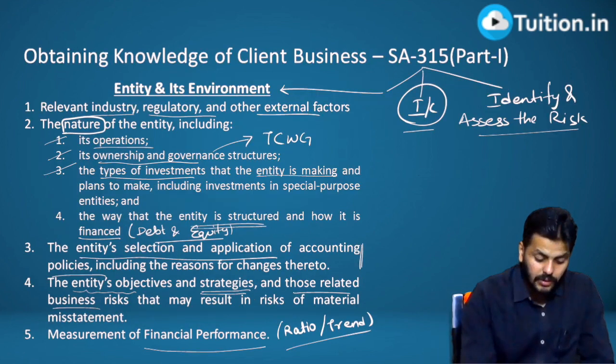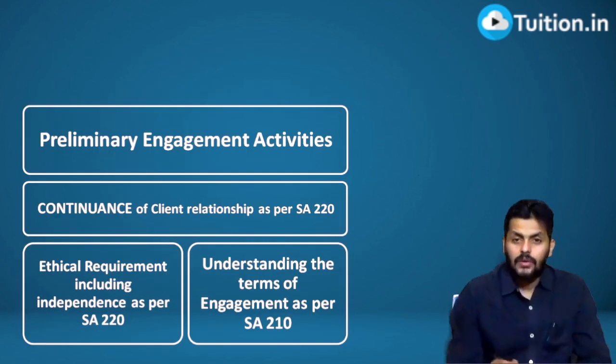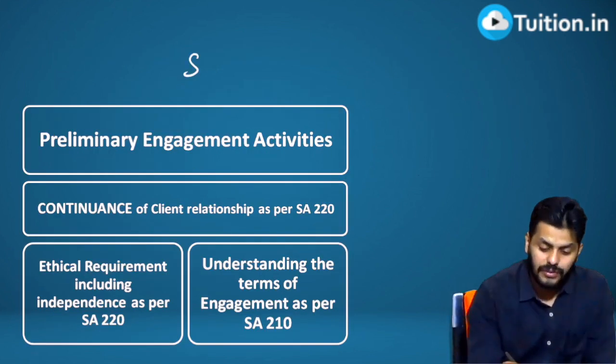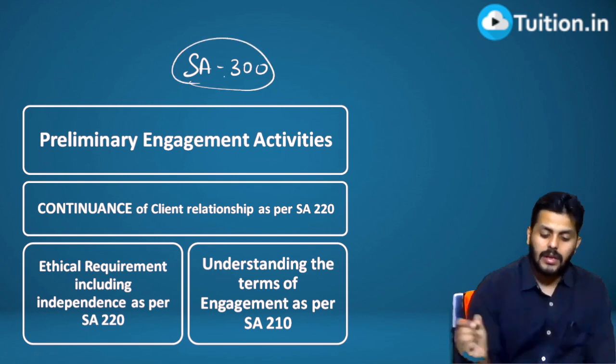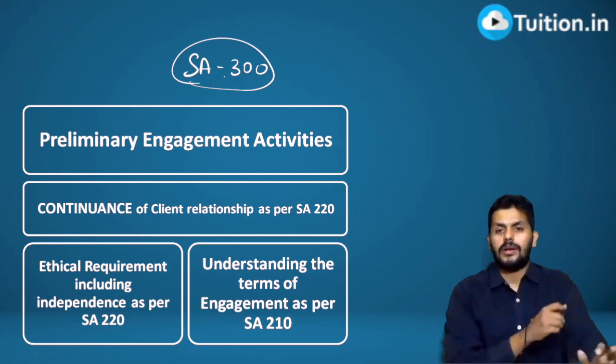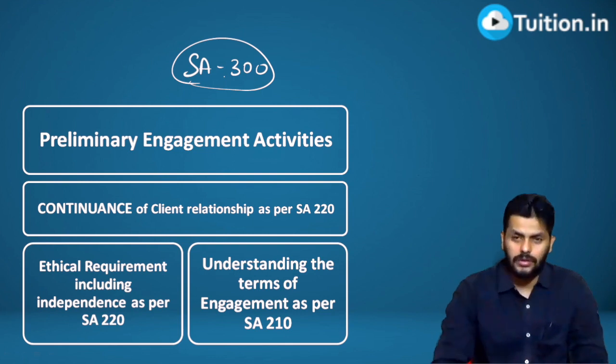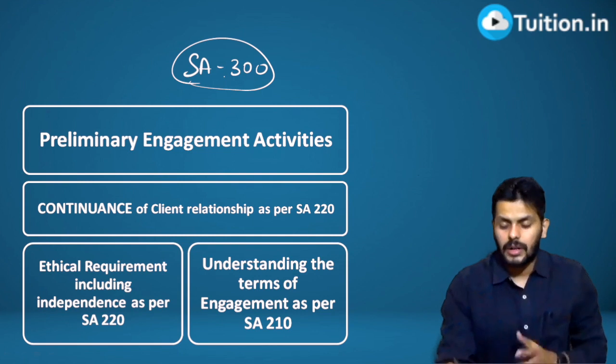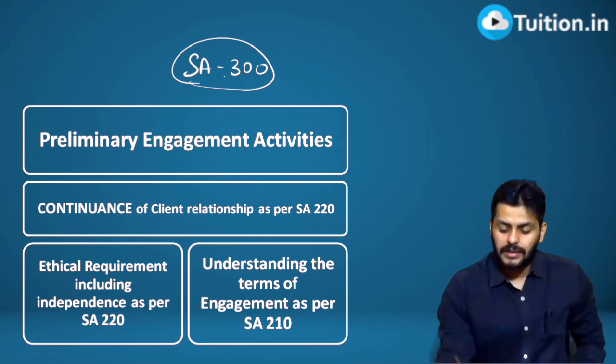So moving further to standard number 300. This particular standard, standard number 300, is on planning an audit of financial statements. Now, before I let you understand what this is, let me give you a quick framework. I want you to see this right here.